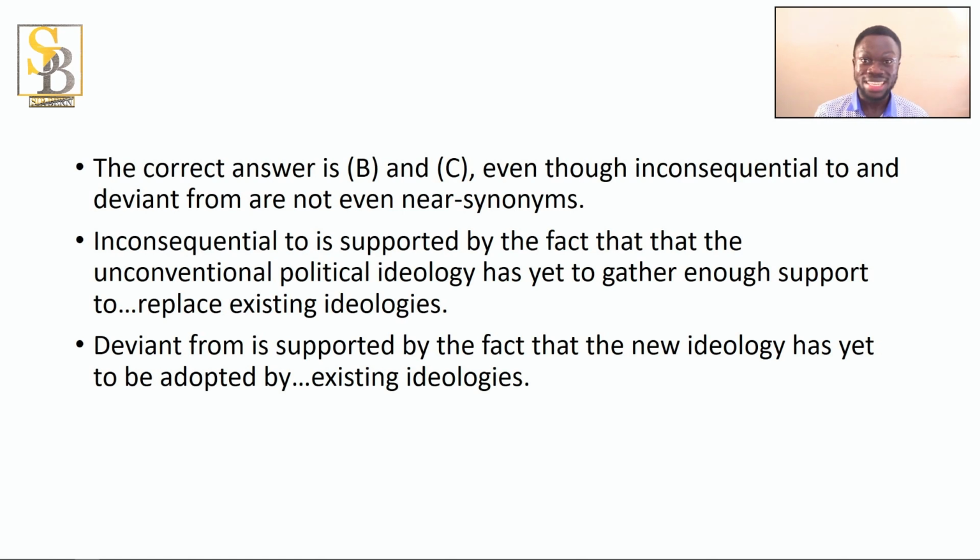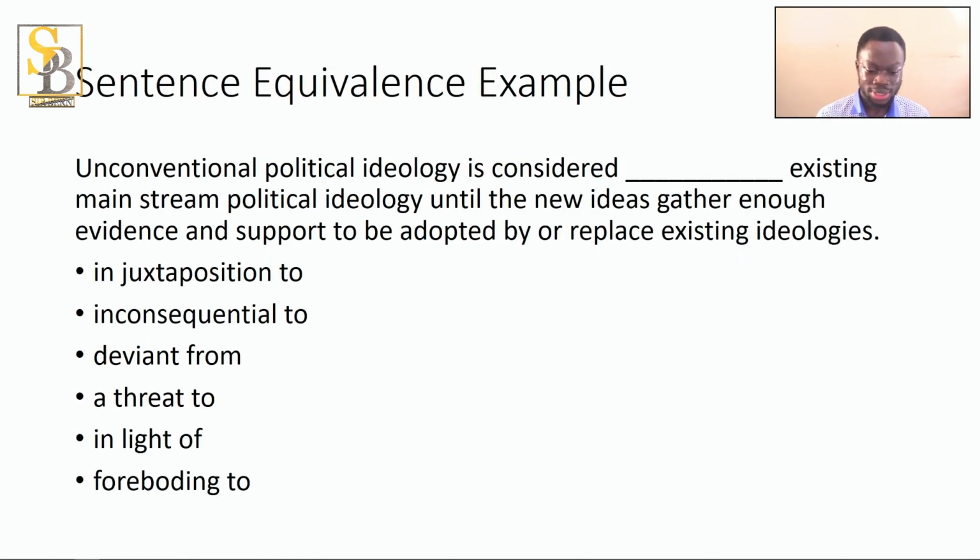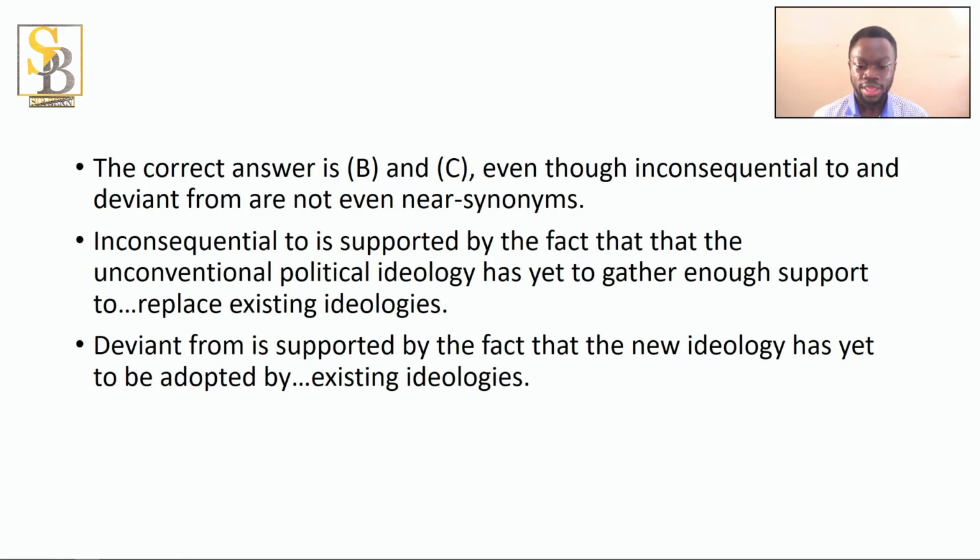So the correct answer is B and C, that is inconsequential to and deviant from. Even though inconsequential to and deviant from are not even near synonyms. So they are warning you about synonyms. It's not necessarily that all the time they will not be synonyms. You might get synonyms as answers, but this is just to warn you so that you are not focused on looking for synonyms.